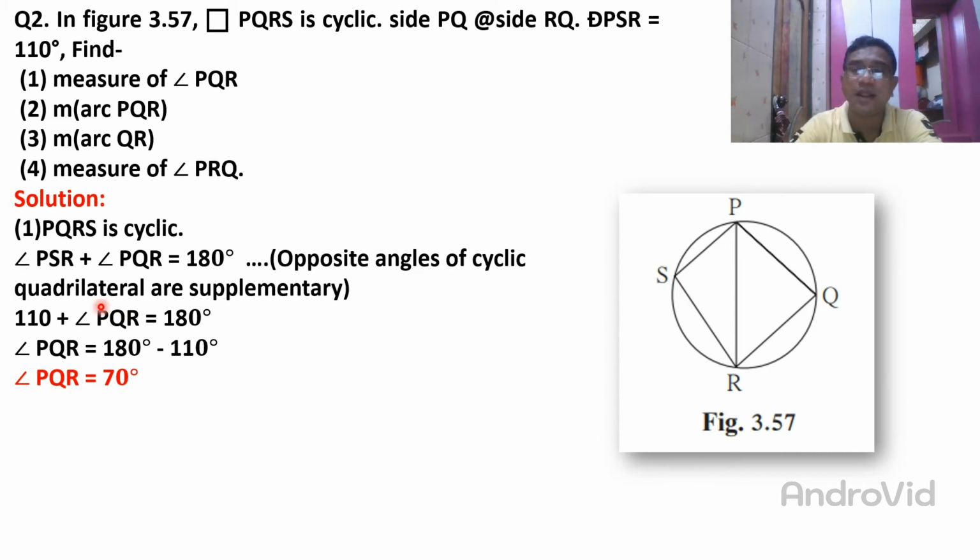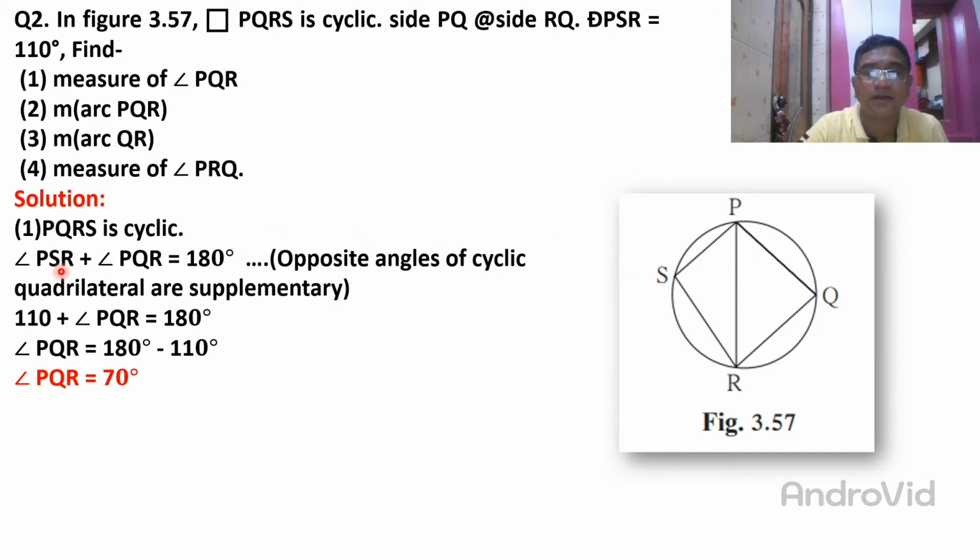Students, if you have any doubts, see, this PSR angle and this PQR angle, this S angle and Q angle, they are opposite angles of each other. They are supplementary angles because it is a cyclic quadrilateral. So in a cyclic quadrilateral the opposite angles are supplementary. Supplementary means the sum of them is 180 degrees. So if one angle is 110 degrees, the other angle can be found as 180 degrees minus 110 degrees, so that is 70 degrees.